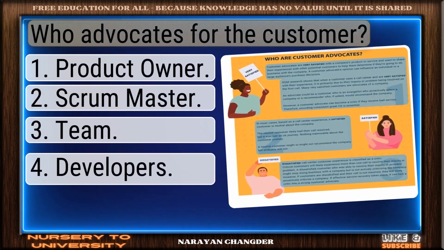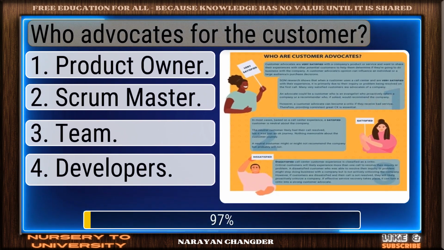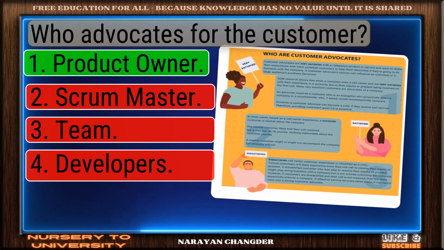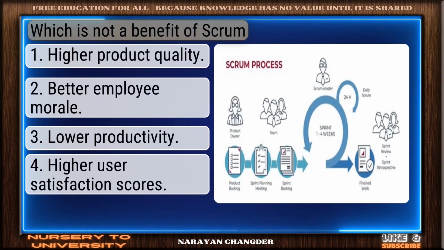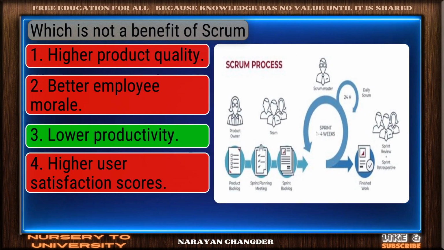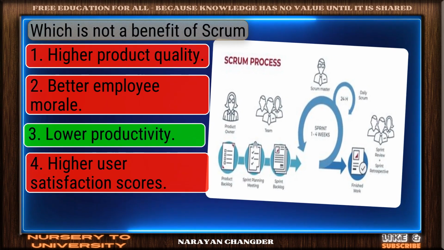Question number 19. Who advocates for the customer? Strong choice. Product owner is the right answer. Question number 20. Which is not a benefit of Scrum? Good thinking. Lower productivity is the right answer.